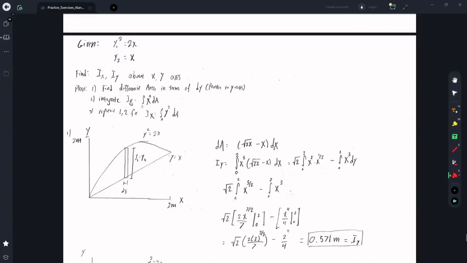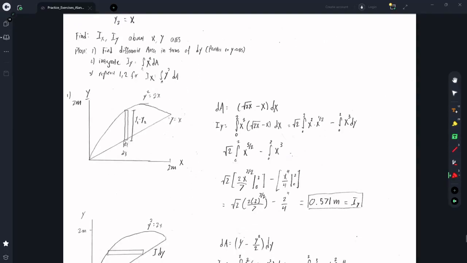So the next step is to use the formula. The moment of inertia about the y-axis is the integral of x squared dA, and for the moment of inertia about the x-axis, it's going to be the integral of y squared dA. And for that, we're going to have to find a different differential area that is parallel to the x-axis.